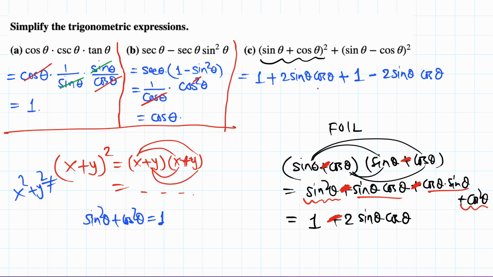Now we can combine: 2 sine theta cosine theta plus, here is minus, they cancel. It's 1 plus 1, two numbers, so 2. That's final.